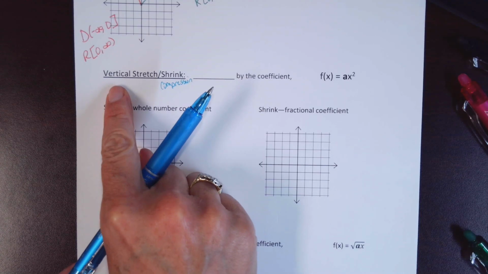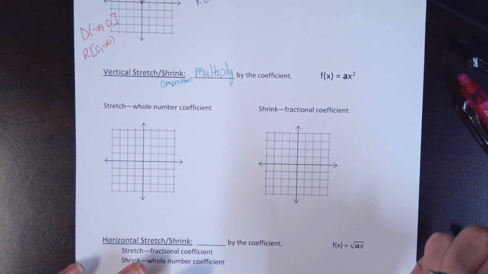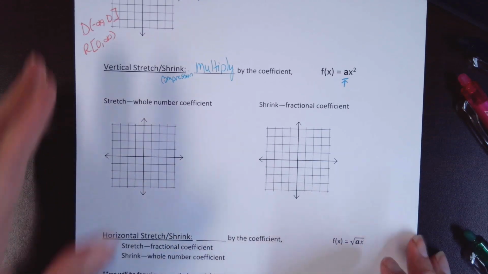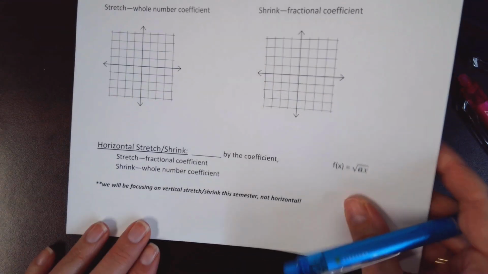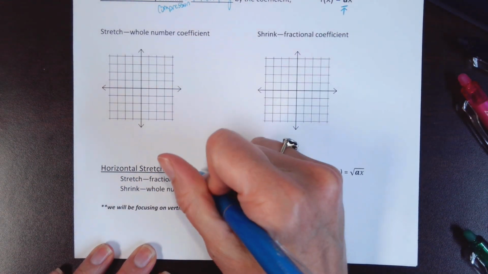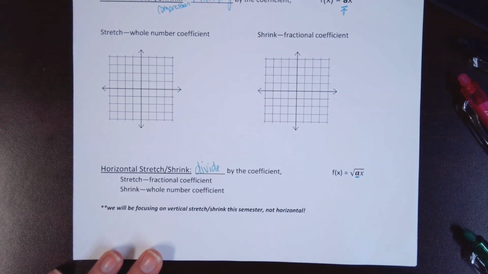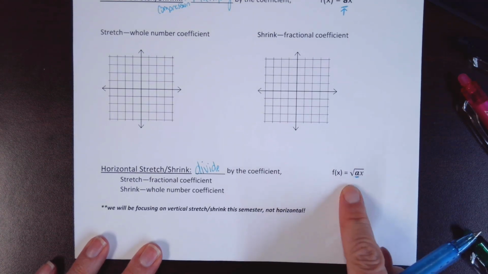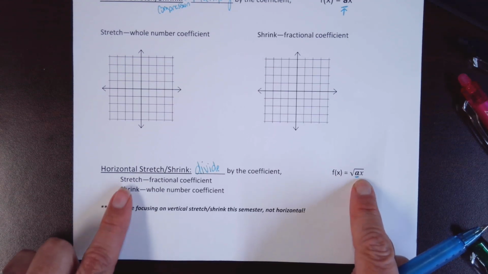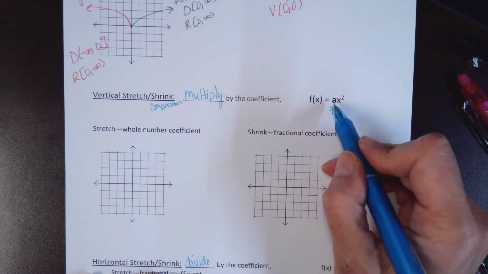If you're doing a vertical stretch or shrink, you are going to multiply by that coefficient a. There's my coefficient. Down here, just remember I said we're focusing on the vertical stretches and shrinks. Horizontal stretch or shrink, instead of multiplying, you would divide by that coefficient a, and the a goes inside underneath the function value. So if it's square root, squared, cubed, that gives me a horizontal stretch or shrink. Vertical stretch or shrink, it's outside. It's not in here being squared, it's out front.